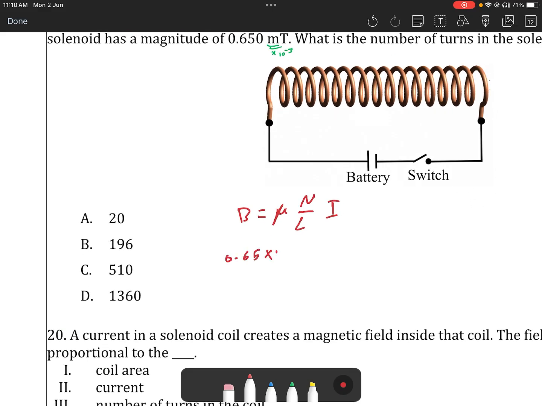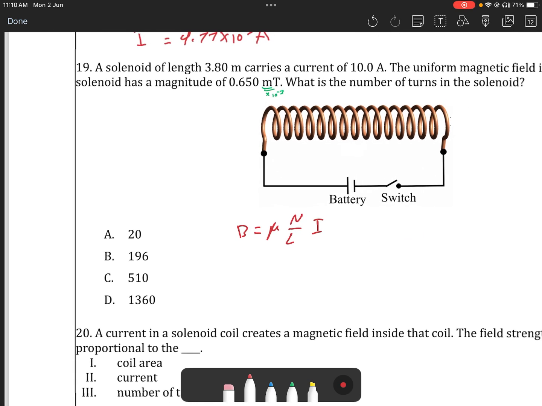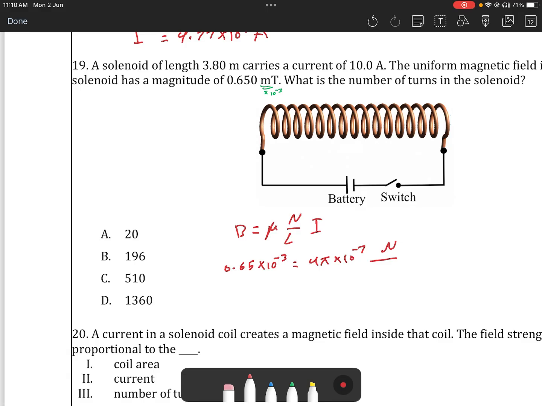So 0.65 times 10 power negative 3 equals 4 pi times 10 power negative 7 times N unknown over L, the length, which is 3.8, multiplied by I, the current, which is 10. Shift solve and the answer will be 196. So N equals 196 turns.